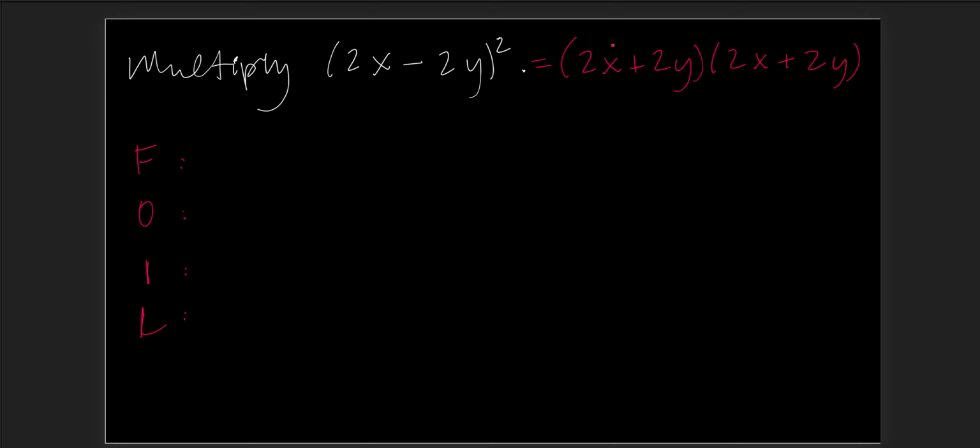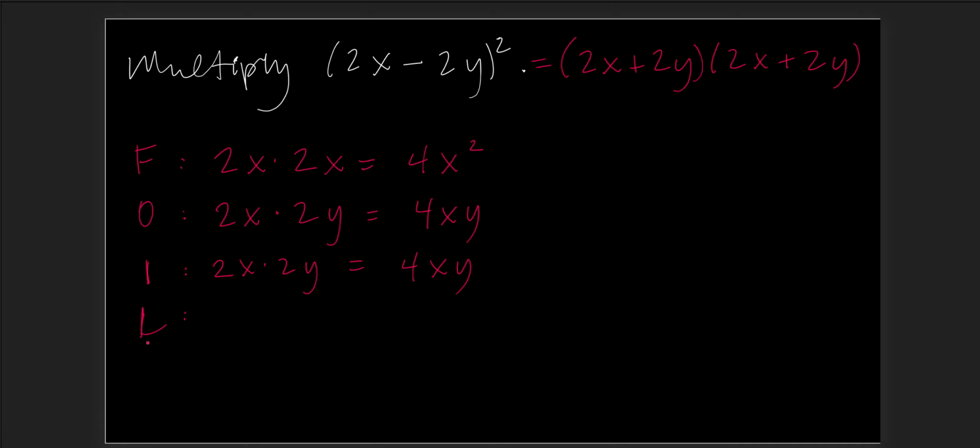Okay, so the first positions, F for first is 2x times 2x. I'm just going to write this out in case somebody needs it. So that's 4x squared. The O for outer is 2x times 2y, and that's 4xy. The inner is 2y times 2x, so basically the same thing. We write this in alphabetical order. So 4xy. And L for last is 2y times 2y. So I write 2y times 2y, and that's 4y squared.